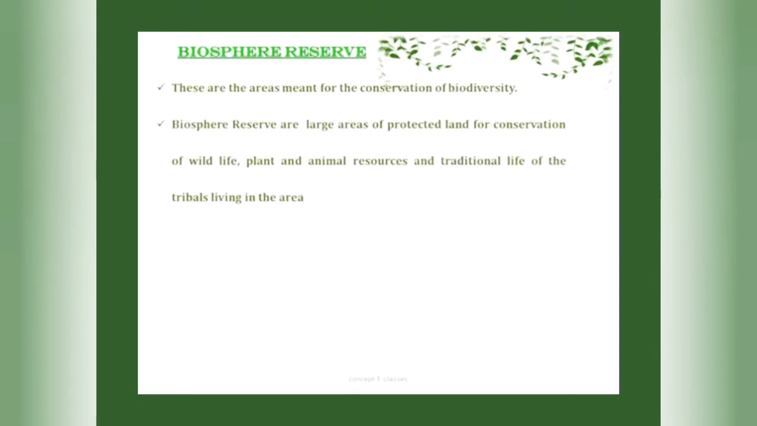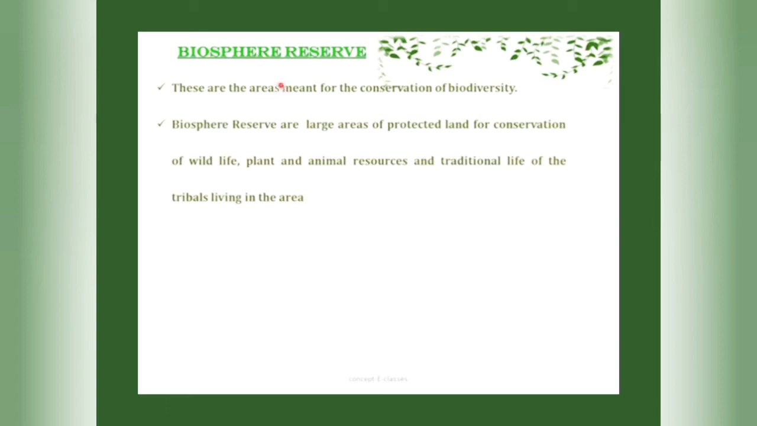So in order to protect the flora and fauna of a particular area, the government has established certain protected areas such as biosphere reserves, wildlife sanctuaries and national parks. So let's discuss each of these protected areas in detail. So the first one is biosphere reserve.